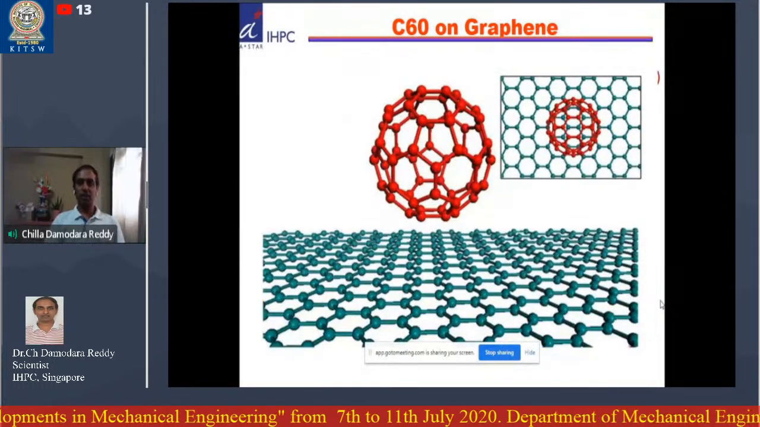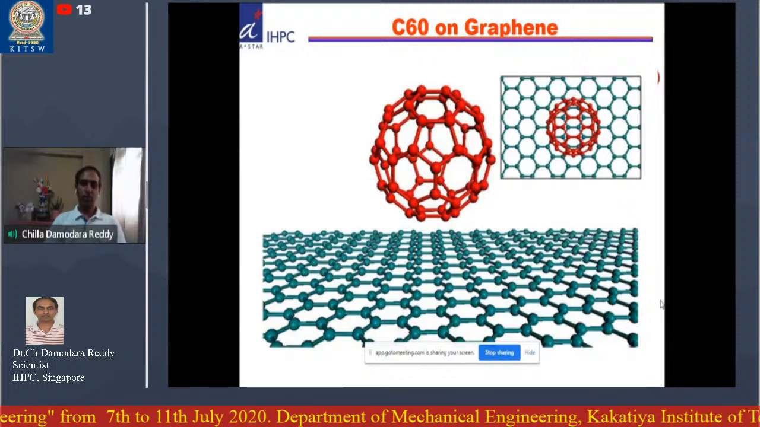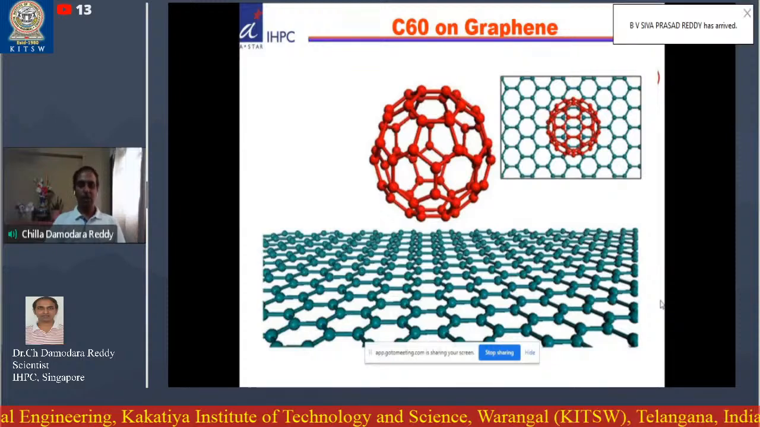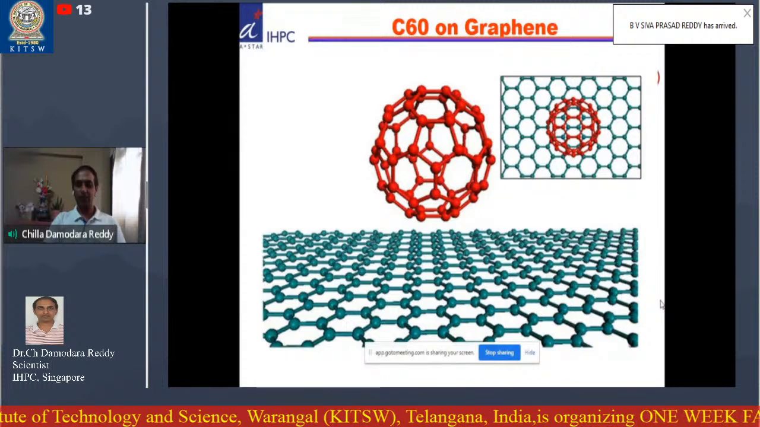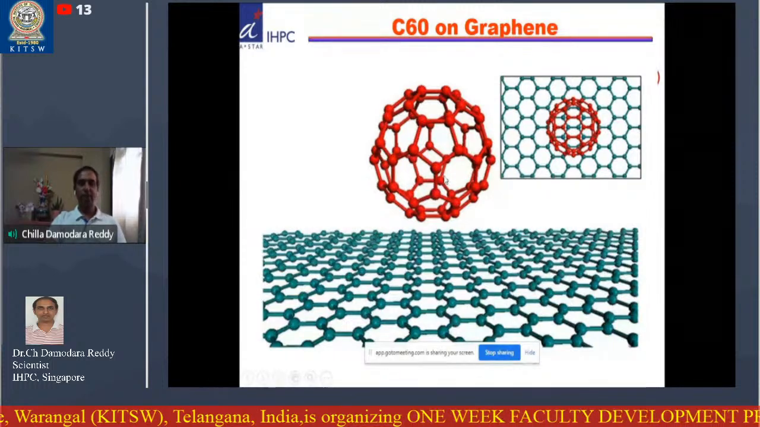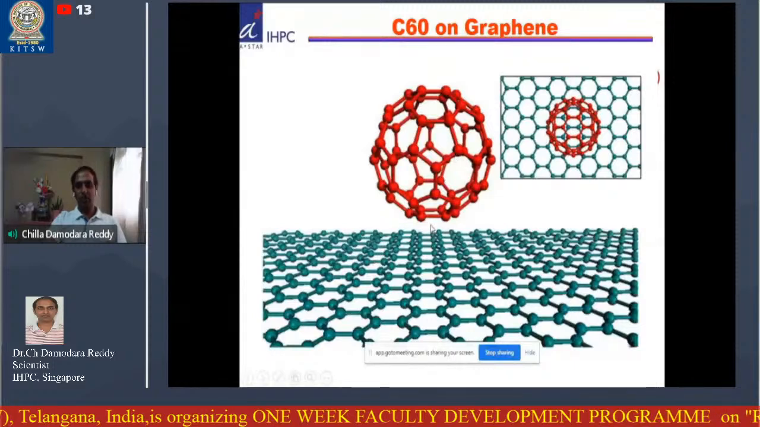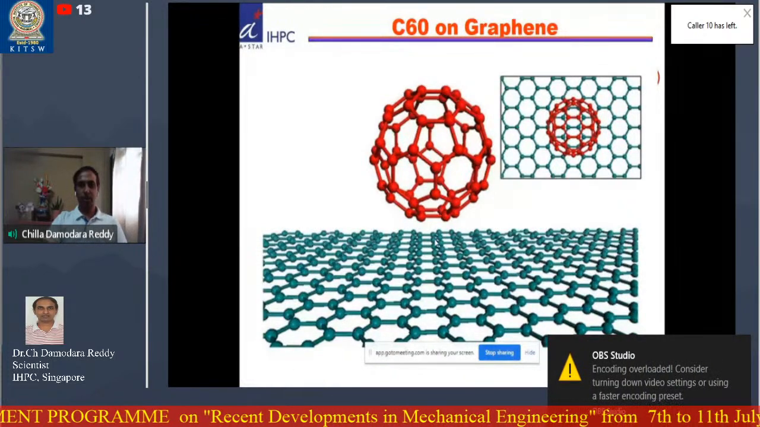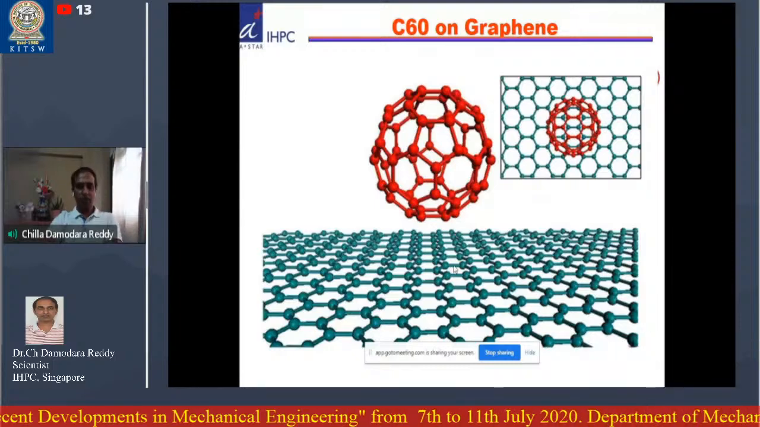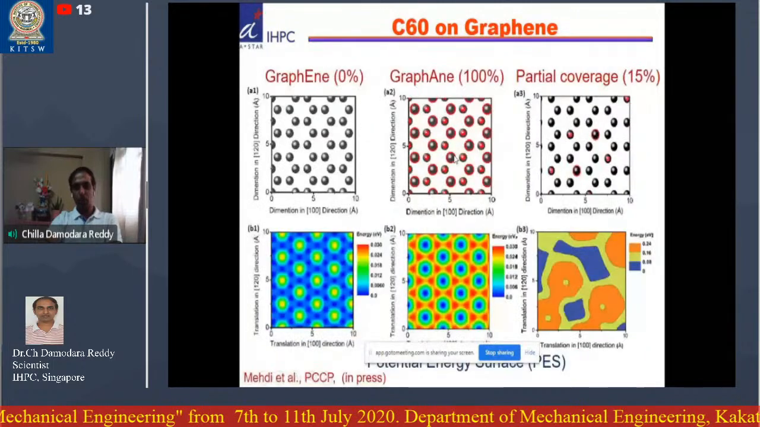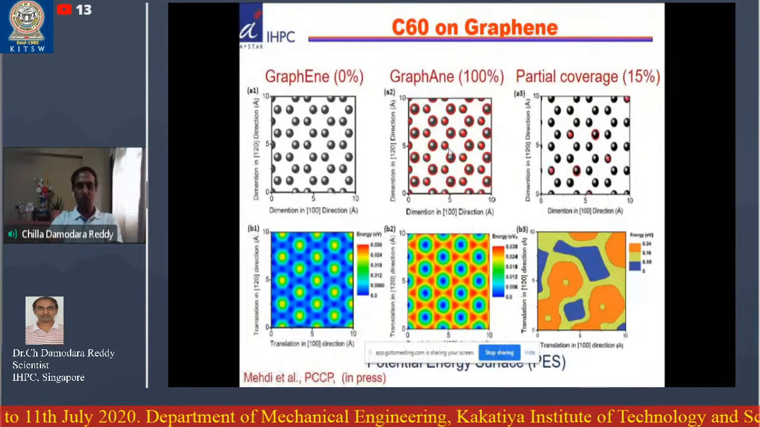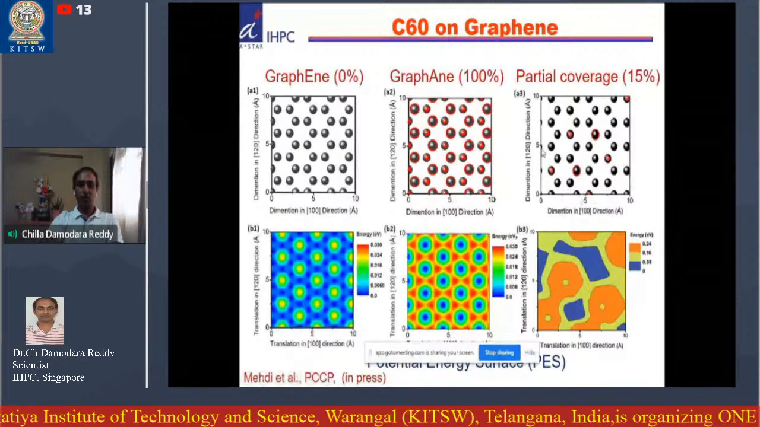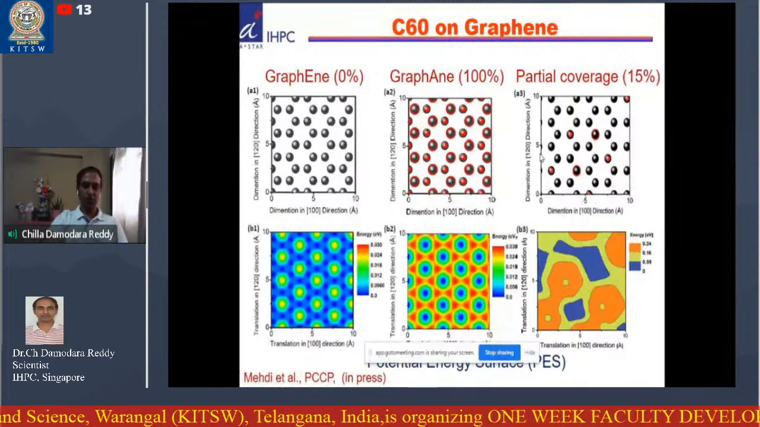Coming to this C60 structure, we did some experiments computationally. We were trying to see how this carbon 60 behaves on flat graphene structures. This is the graphene structure. We put this C60 and it stays around 3.4 angstrom away from the sheet. It stays stuck to the graphene sheet. But if you have some kind of functionalization, suppose, as I told you, graphene with 100% hydrogen functionalization or some partial coverage of hydrogen, then it is very difficult for the C60 molecule to move on the graphene sheet.